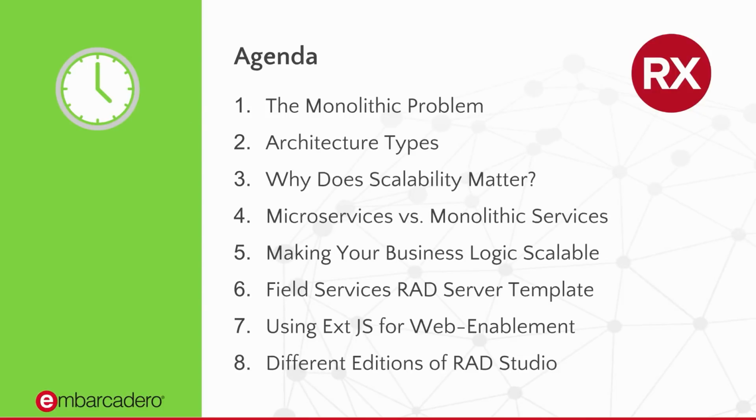Our agenda: we're going to talk about the monolithic problem, which is where a lot of our applications either started or are right now. Then we'll look at some architecture types and talk about why scalability is important. Then we'll look at how microservices compare to monolithic services, making your business logic scalable. Then we're going to take a look at the Field Services RAD Server template, which is a recent template we released that shows how to implement your application using RAD services to be more scalable.